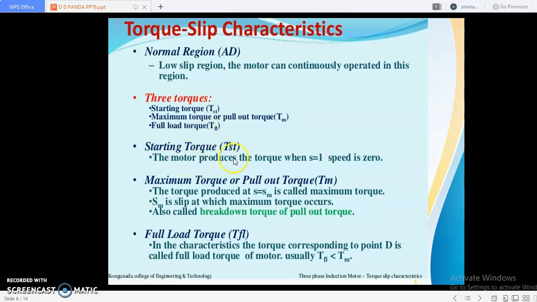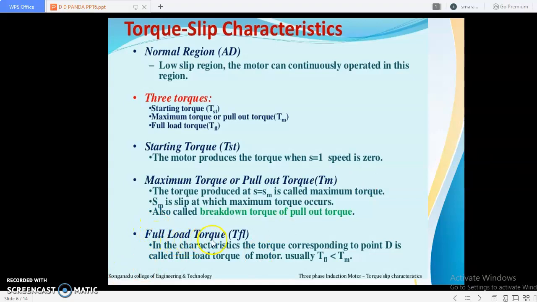Starting torque: the motor produces this torque when slip is 1 and the speed of the motor is 0. Maximum torque: the torque produced at slip equal to maximum slip Sm is called the maximum torque. Sm is the slip at which maximum torque occurs. It is also called the breakdown torque or pull-out torque.